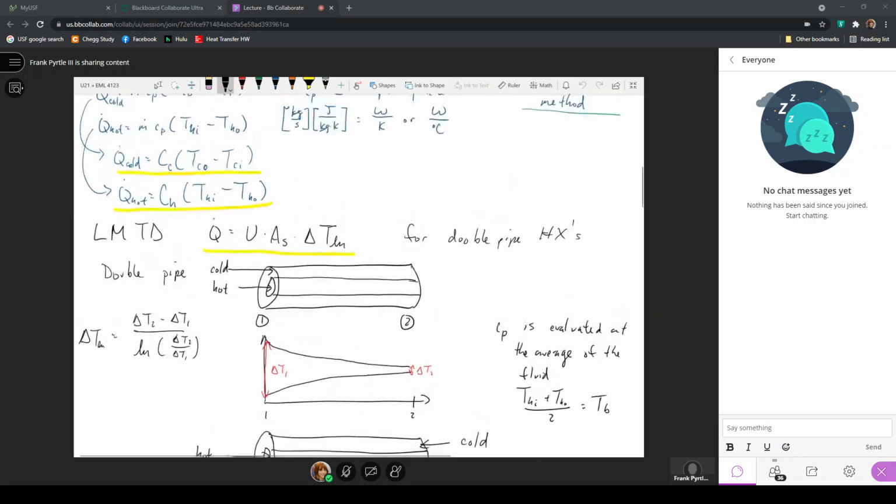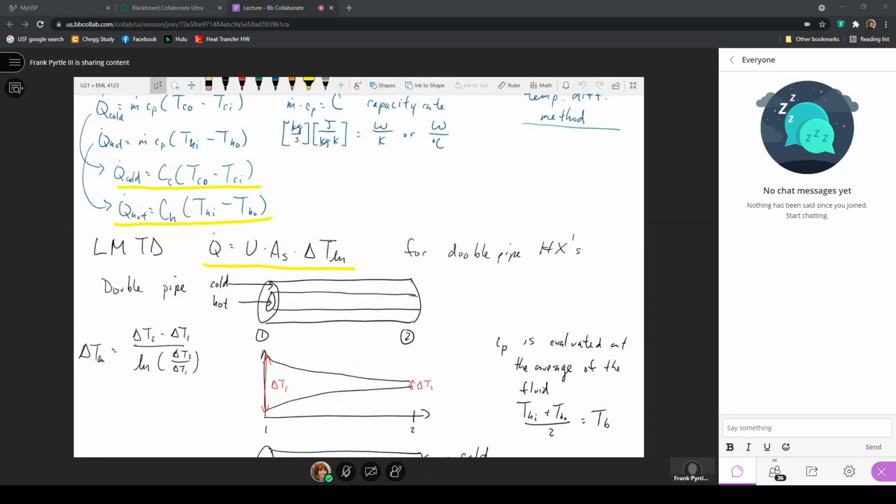For any heat exchanger fluid, whether it be the cold fluid or the hot fluid, we can always assess the heat transfer rate into or out of that fluid by the capacity rate, which is the mass flow rate times the specific heat, times the temperature difference that fluid experiences. So for the cold fluid, it's going to gain heat. The hot fluid is going to lose the same amount of heat. So those two expressions always apply for any heat exchanger fluid, such that we're only assessing the change in enthalpy of the fluid as it moves through the heat exchanger.